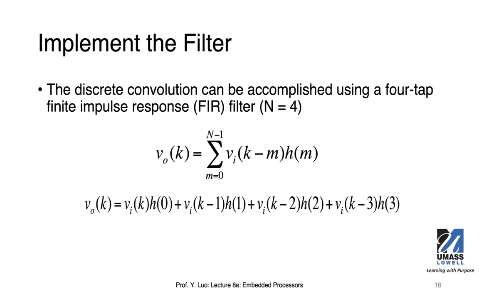And then we can implement this using the so-called finite impulse response filter. And in this case, we chose capital N to be 4. That means we're gonna use a 4-tap finite impulse response filter. You will see shortly what 4-tap means, but essentially mathematically, you can see that we are using the past 4 samples to calculate the value of the output. This VI is the input, and H0, 1, 2, 3 are the sampled point values from the impulse response function. And this V_K, V_K minus 1, V_K minus 2, V_K minus 3 are the samples of the past before this current data point on the input.